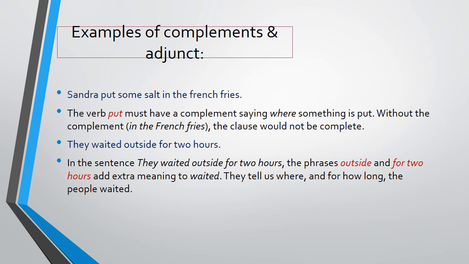And also, for adjuncts, we can see the sentence, they waited outside for 2 hours. In this sentence, the phrases outside and for 2 hours add extra meaning to waited. In this case, they tell us where and for how long the people waited.